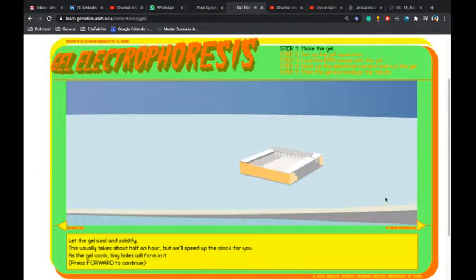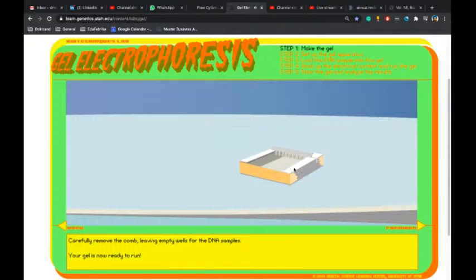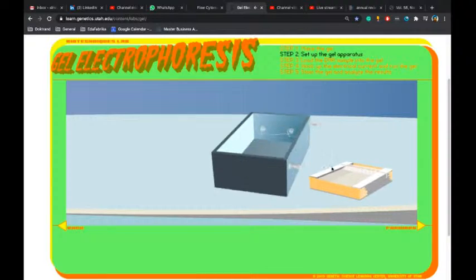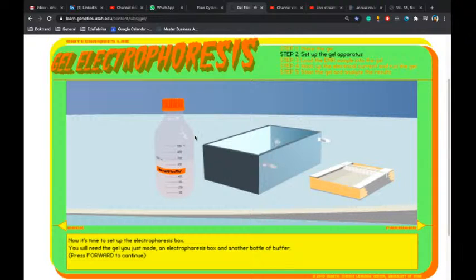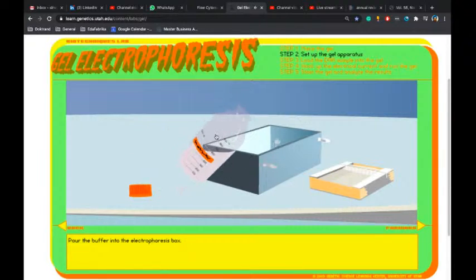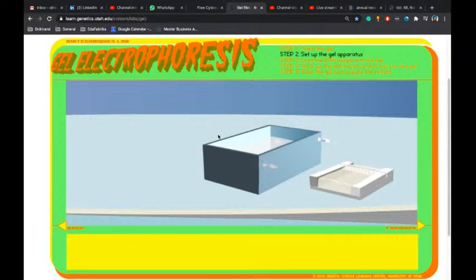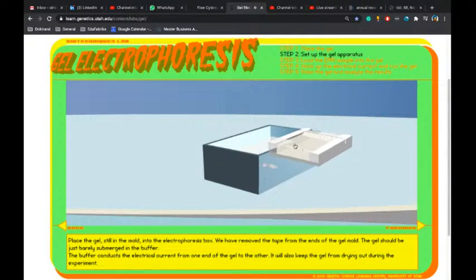About half an hour will be enough to make it solidify, and then the comb can be removed. So we have holes in our gel. So now you put the gel into the electrophoresis box. Put some buffer which has charged particles, and then you put your chamber into that.